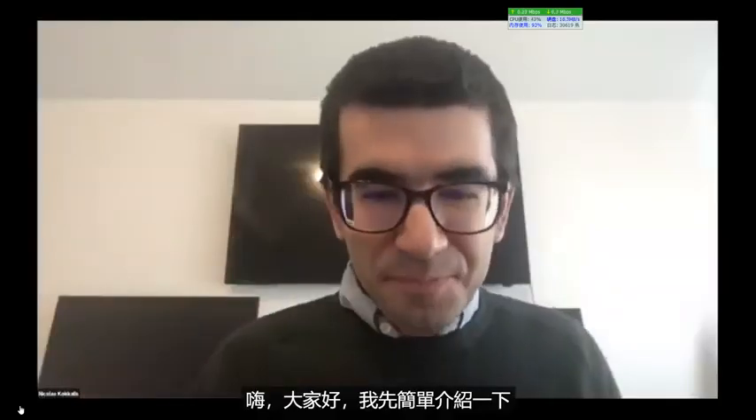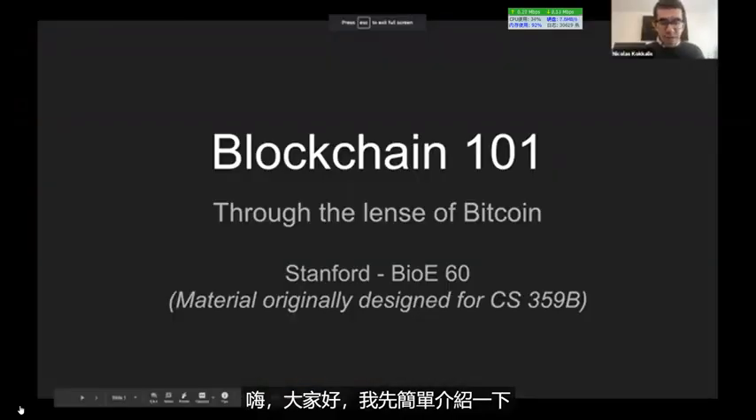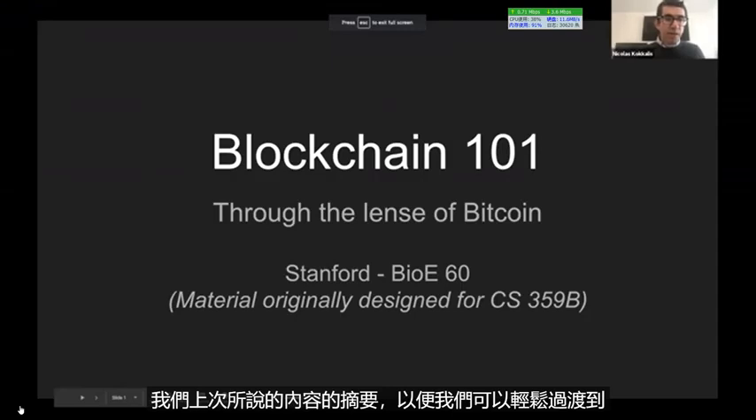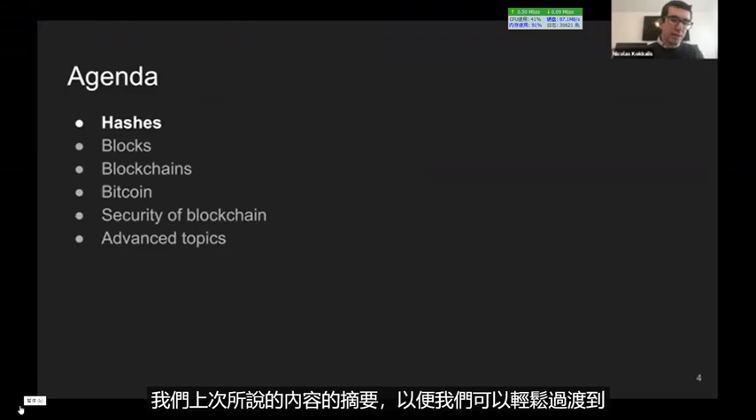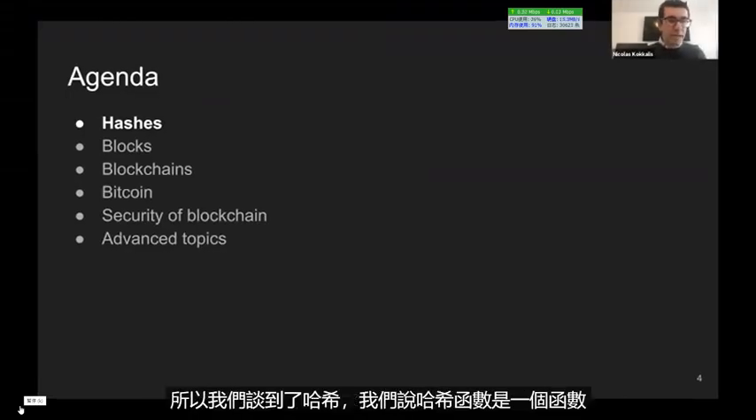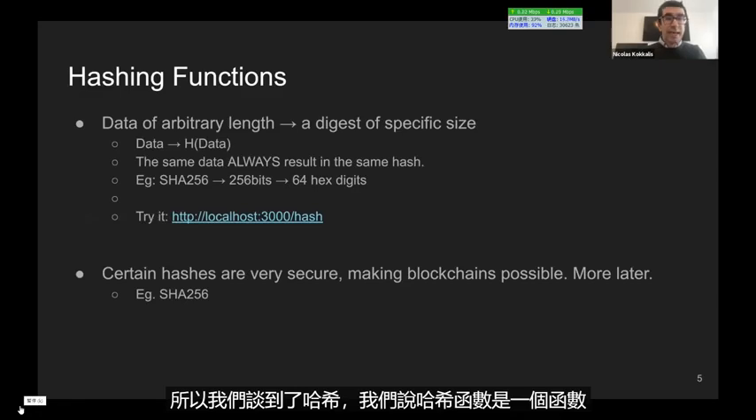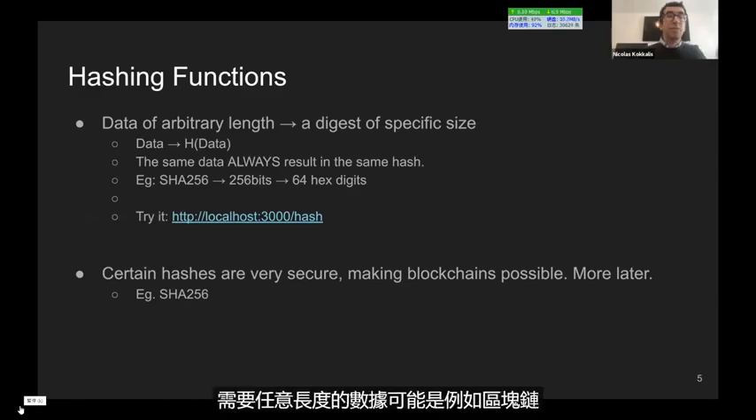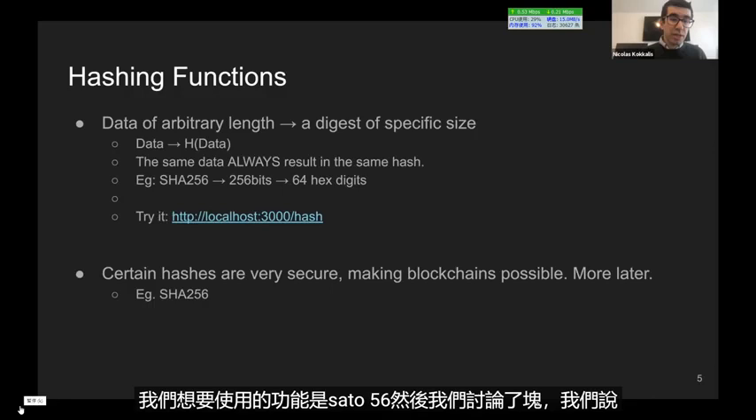Hi, everyone. I'll start with a very brief summary of what we said last time so that we can easily transition into what we want to talk about this time, which is the security of blockchain. So we talked about hashes. We said that a hashing function is a function that takes data of arbitrary length, which could be, for example, a blockchain transaction or a blockchain block, and produces a digest of a specific size. And we talked about one of those hashing functions that we like to use, SHA-256.